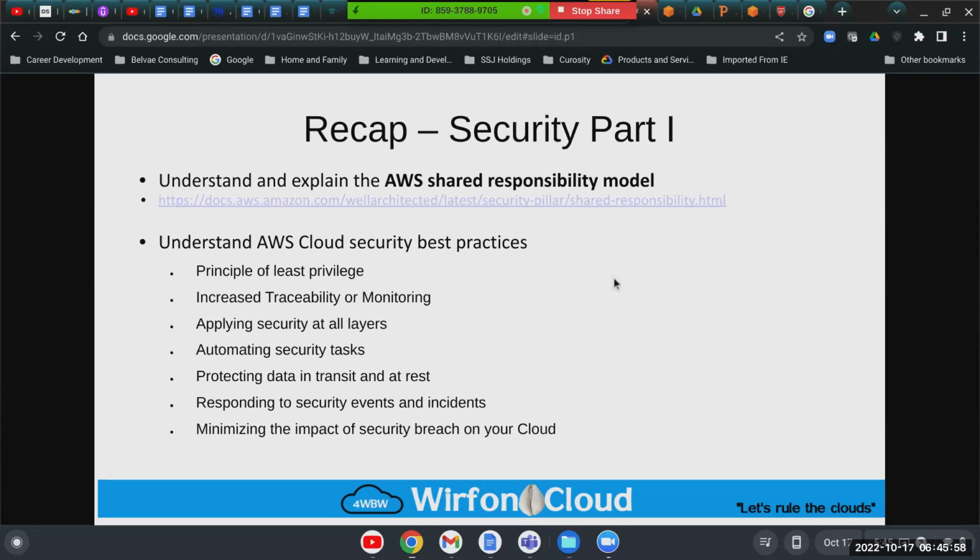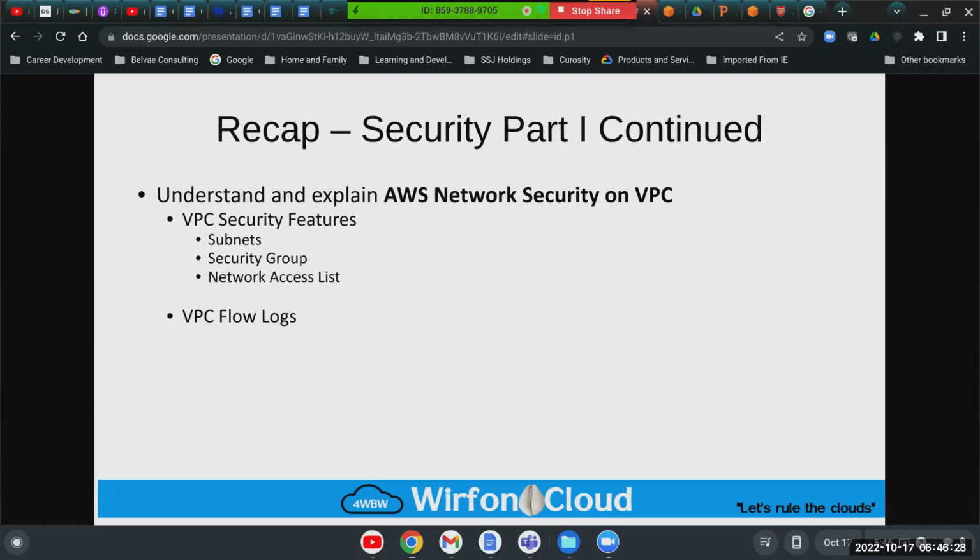Understanding who is responsible for what in the AWS network. We covered the security best practices, which I've listed here: principles of least privilege, providing security, automating security tasks, protecting data in transit and data at rest, responding to security events and incidents, which we covered in detail. We also talked about AWS network security from a VPC level, which we also reviewed in this section, in part 1.